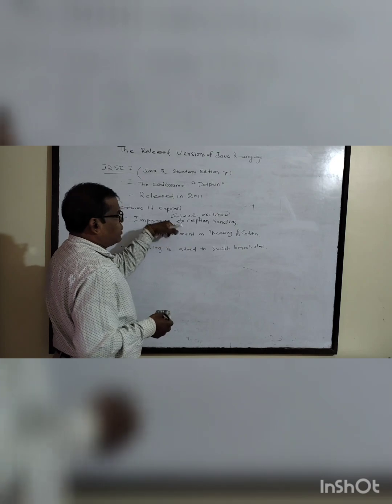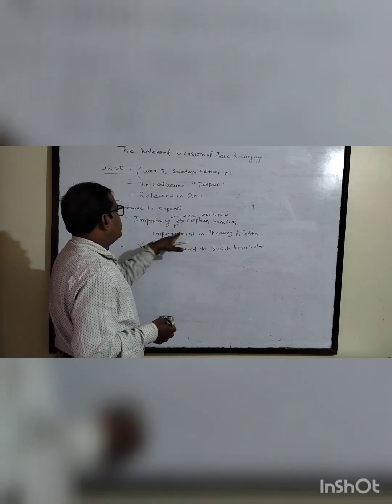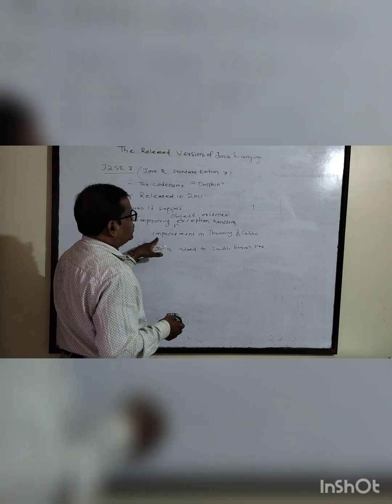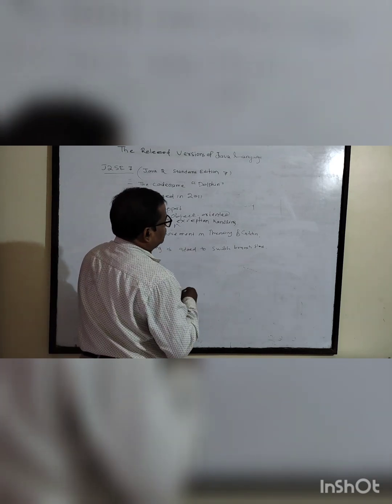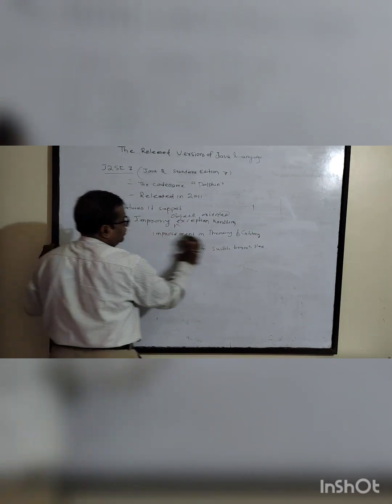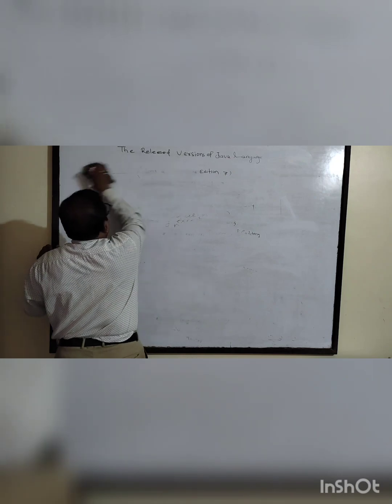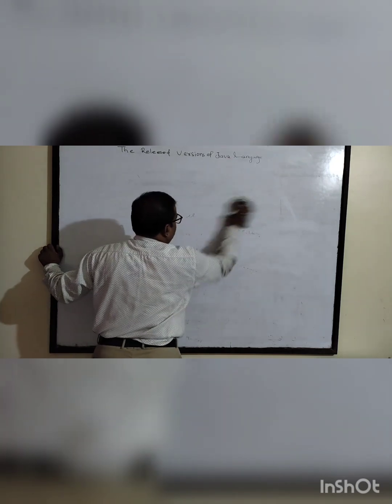Actually, why have I written it? Everything is object oriented here. Improved exception handling is object oriented exception handling. I have just written here throwing and catching, right? So these are the release versions of Java Standard Edition 7.